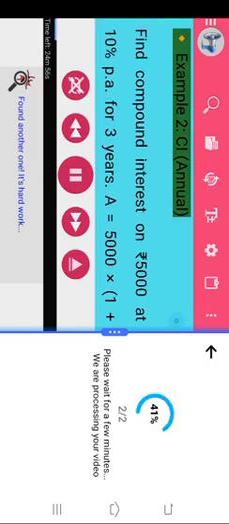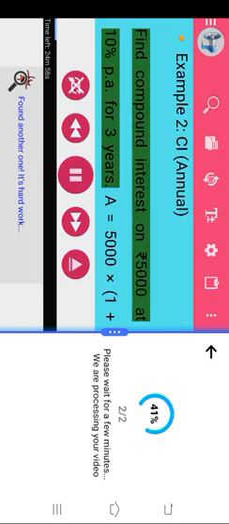Example 2, C annual. Find compound interest on 5,000 rupees at 10% per annum for 3 years. A equals 5,000 times (1 plus 10 over 100) cubed equals 5,000 times 1.1 cubed equals 5,000 times 1.331 equals 6,655 rupees. C equals 6,655 minus 5,000 equals 1,655 rupees.